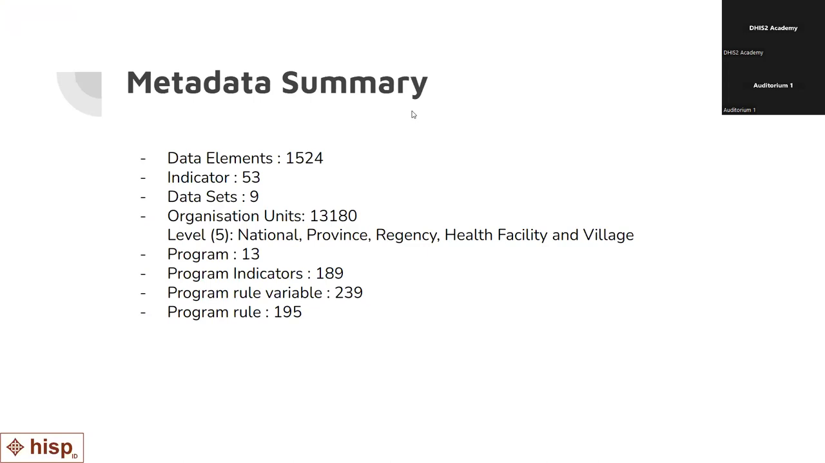So we have the metadata summary. It includes more than 1,000 data elements, 63 indicators, and 13 programs. And this is the big effort we made to align with the UiO, sorry, the DHIS2 global packages.